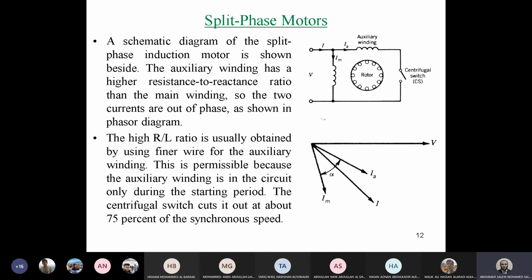So for the split phase motor, we should recognize the phasor diagram and the torque speed characteristic, and also recognize the circuit here, the mechanism of the circuit itself.